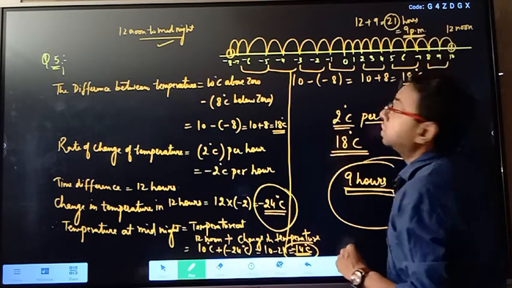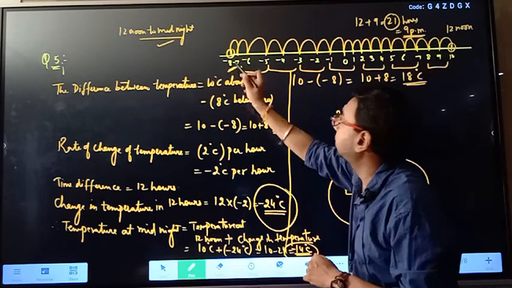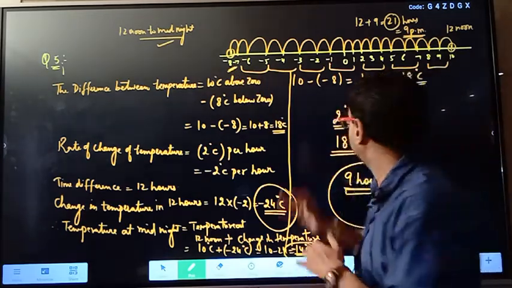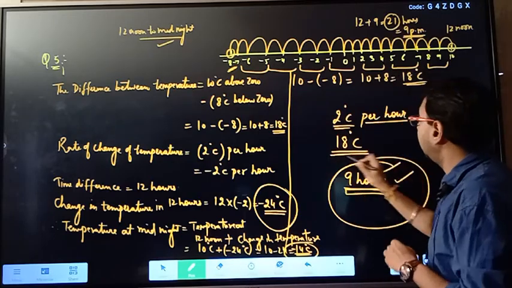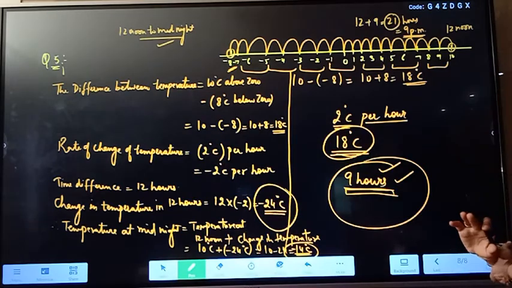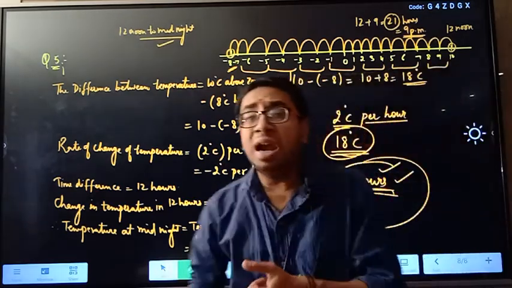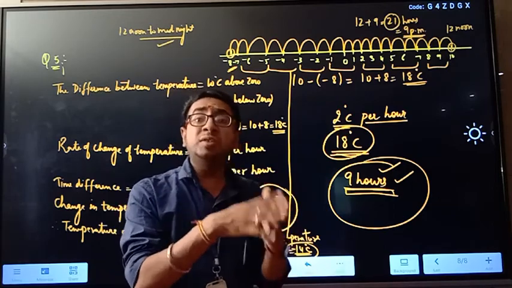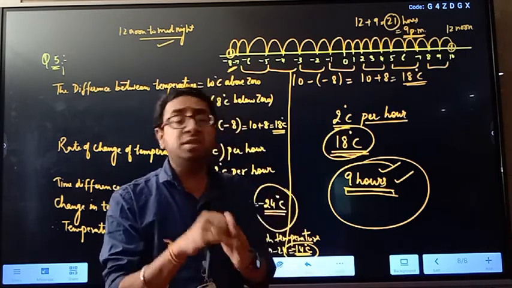So exactly at 9 p.m. the temperature is 8 degrees Celsius below 0. Clearly if we have seen, because after 9 hours it will change the difference. Clear with the question? So again I am repeating the question. In the question it was given that temperature at 12 noon is 10 degrees Celsius, and at what time the temperature will be 8 degrees Celsius below 0.